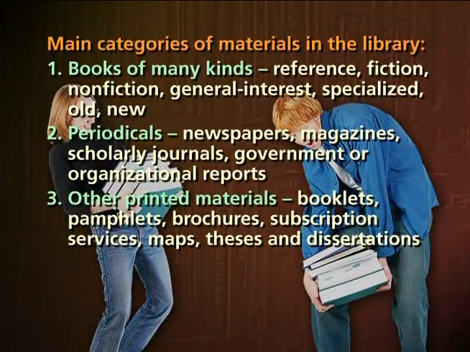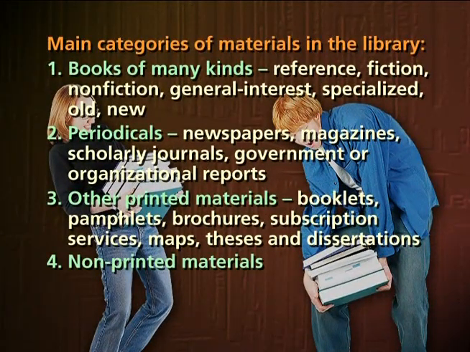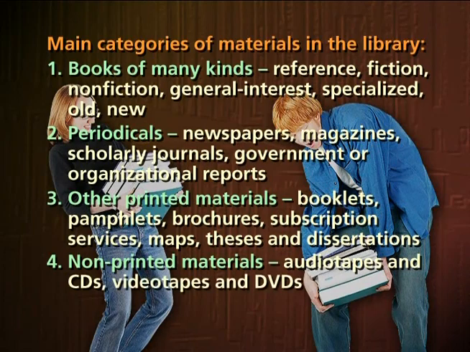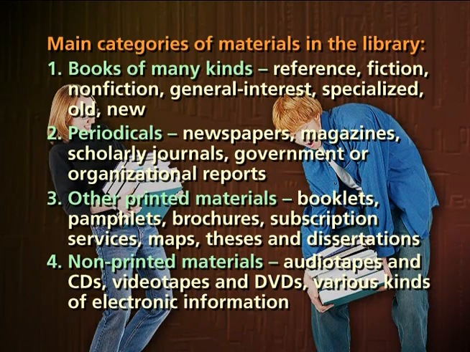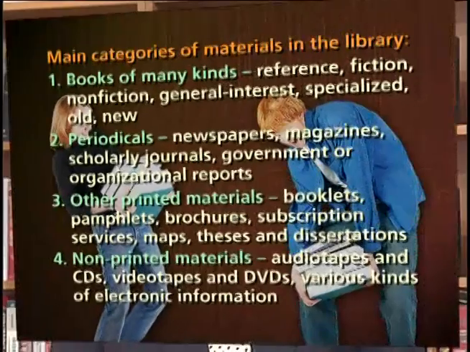Now, libraries also contain all kinds of non-printed materials, which may be relevant for particular types of research. For example, many libraries contain collections of audio tapes and CDs, videotapes and DVDs, and access to various kinds of electronic information, including microfilms, microfiche, and CD-ROM. All kinds of reference materials are likely to be stored in electronic form, mainly to save space. So, for example, back issues of newspapers or magazines are sometimes stored in these forms, and your librarian can tell you what's available and how to use it.